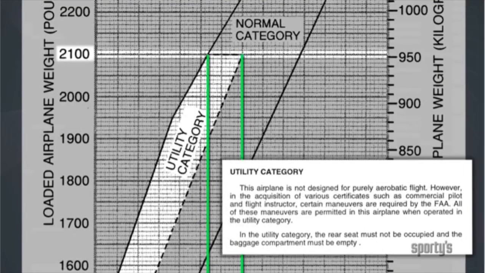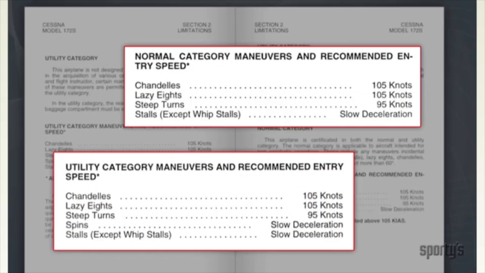Some of these envelopes have a utility category. If your center of gravity is located in the normal category, you can do maneuvers like the chandelles, lazy 8s, steep turns, stalls. But if you want to execute spins, you've got to be inside the utility category. If you execute spins outside of the utility category, you are in danger of producing structural damage to the plane.